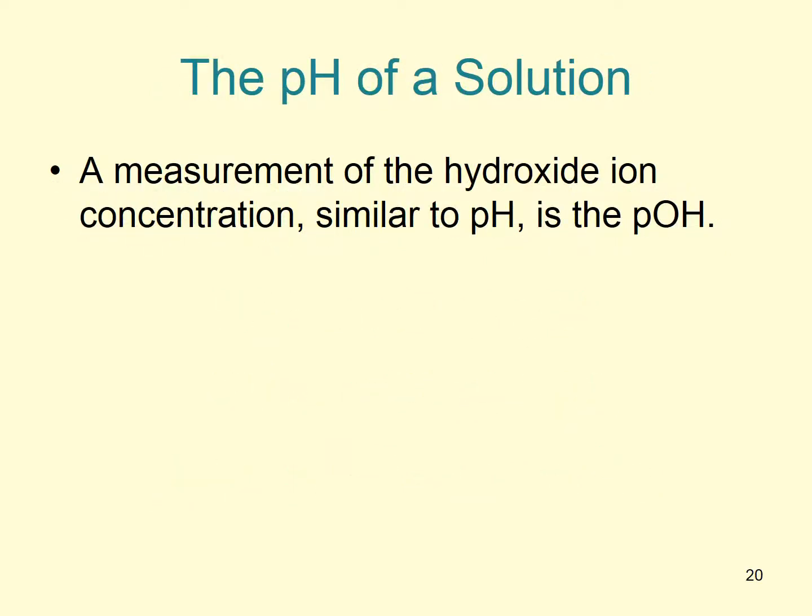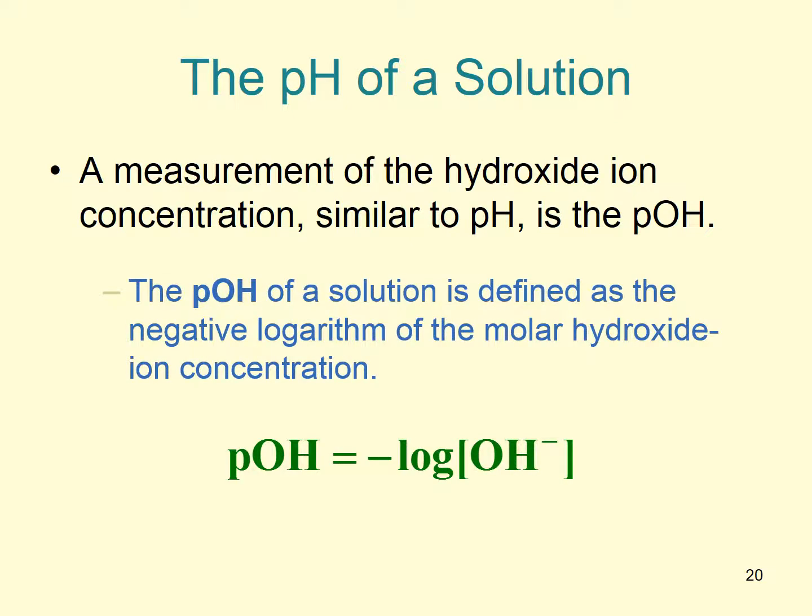You can do a calculation similar to pH for the hydroxide ion concentration, which is called the pOH. And so the pOH is just defined as the negative log of the OH negative concentration. So that's the same thing.